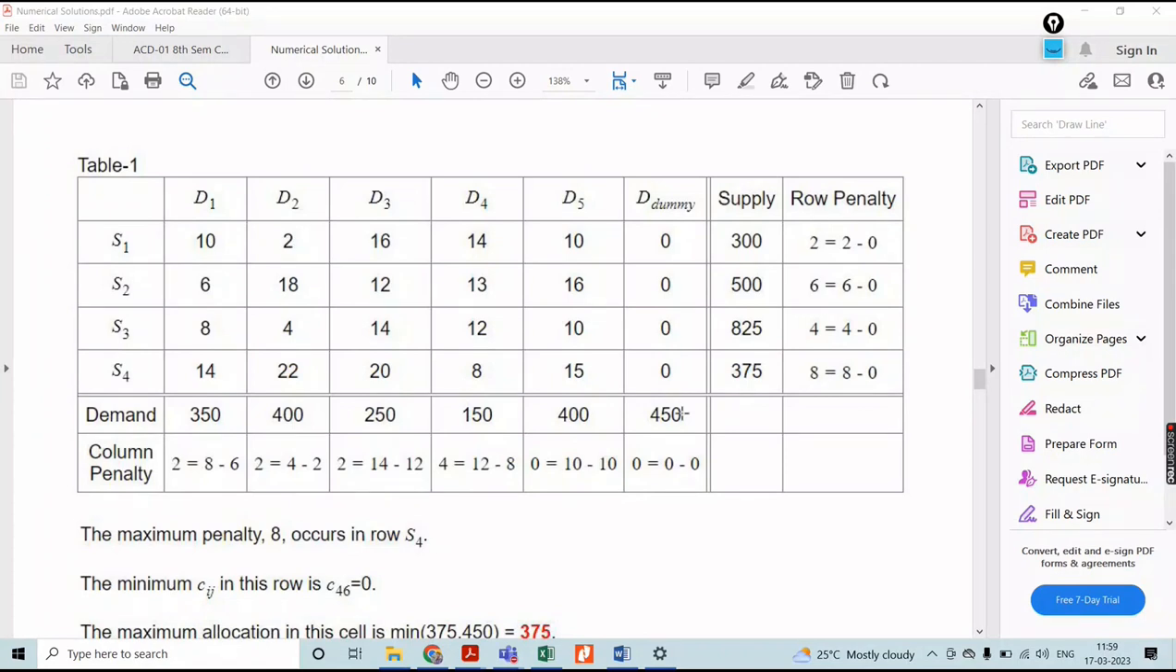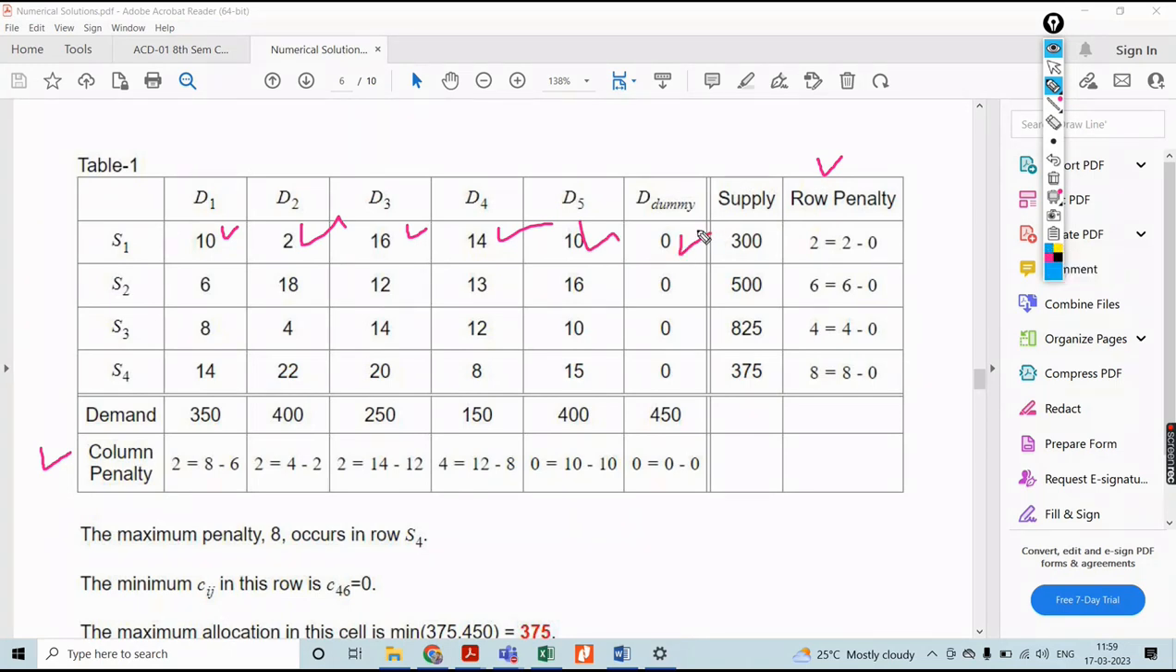Next, what do you need to do? I added the dummy column. Then I have to make the evaluation of what? Penalty. Row penalty and the column penalty, by considering this dummy column also. Keep this in mind. Don't get confused. Which is the least value in this column, not in this row? That is 10, 2, 16, 14, 10, 0.